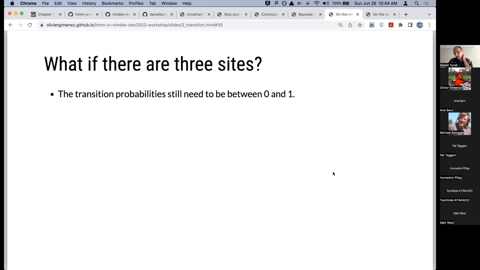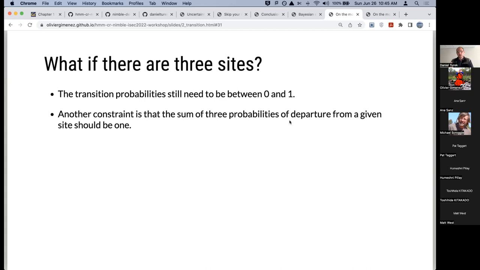But now we're going to have, for each site, three different transition probabilities. If you're in site A, going from site A to B or from A to C, or staying in site A, a self-transition from A to A. So we're going to have three probabilities, which all need to be between zero and one and need to sum to one. So it's a little more tricky. So again, the three transition probabilities from each site, and there's three sets of these, if you're in site A, B, or C, all need to sum to one.